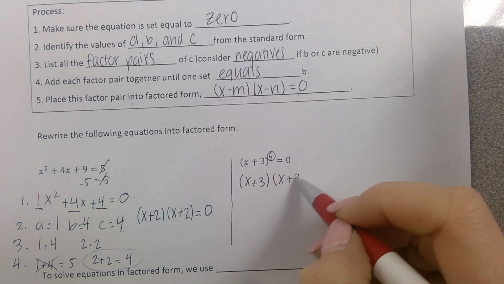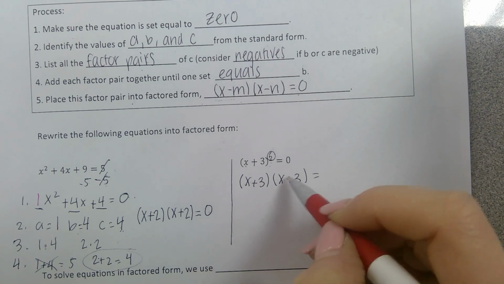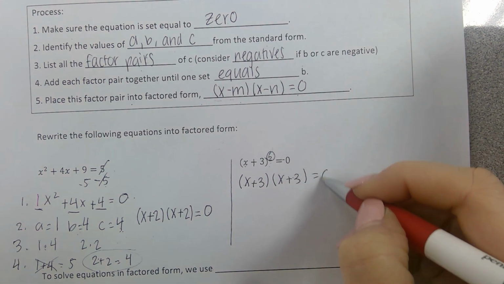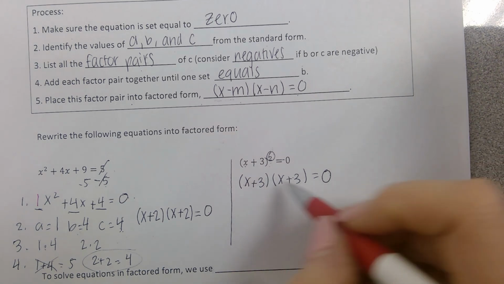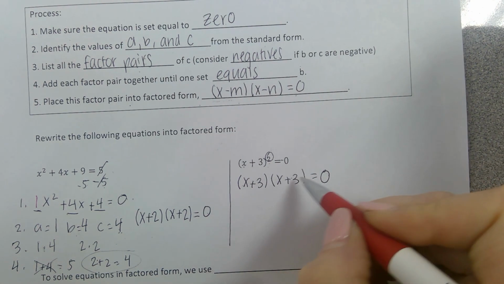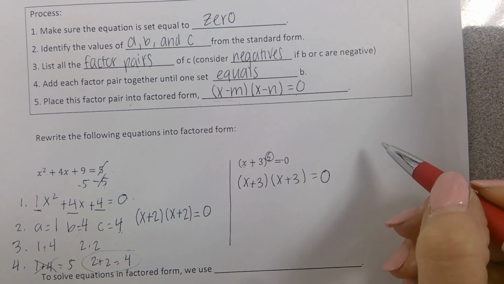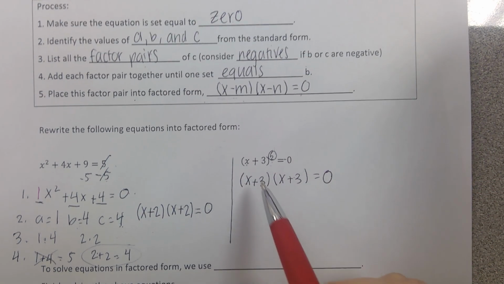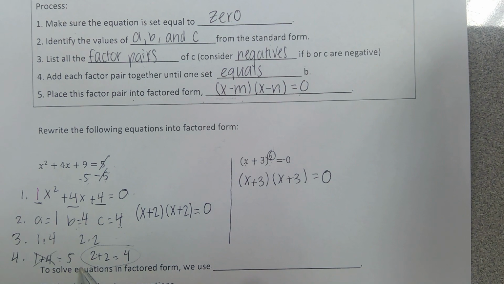Know that x plus 3 squared is the same thing as x plus 3 times x plus 3. We still have an equation, so it's going to be equal to 0. So this one worked out really nice for us. We didn't have to do too much, and we're already in factored form. So the main focus of today is being able to combine this process of factoring and solving.